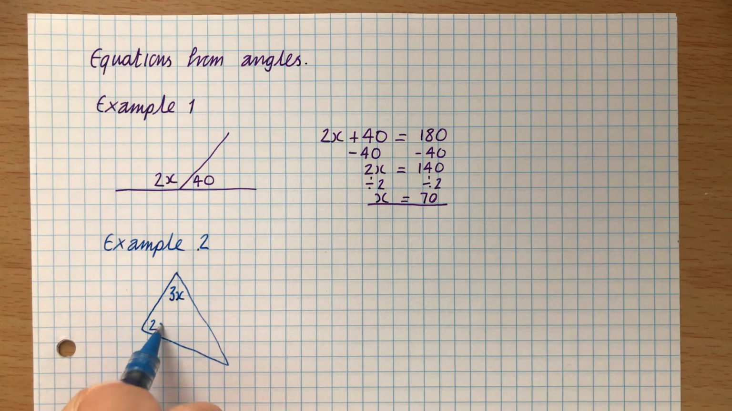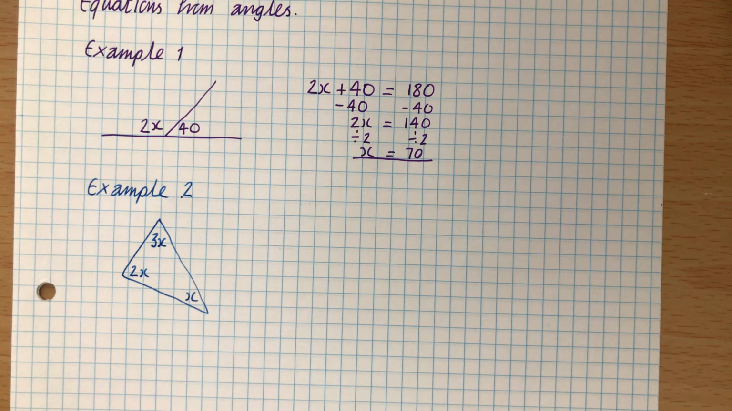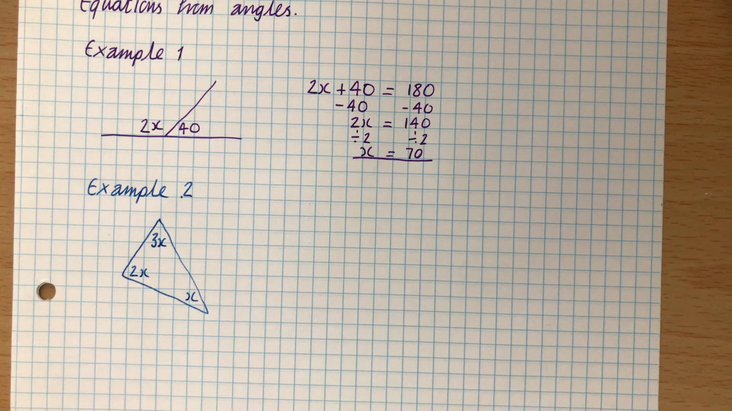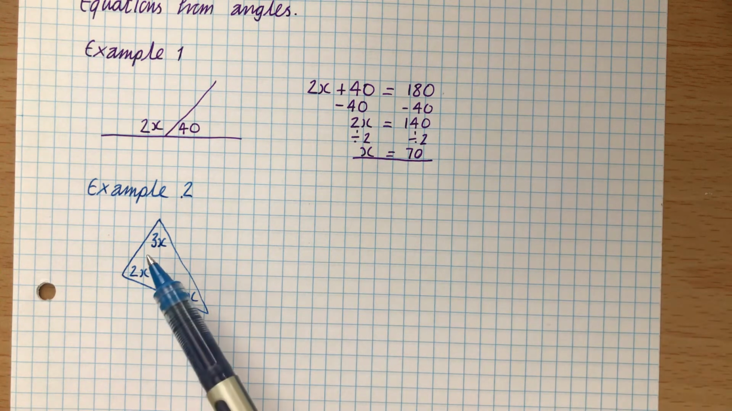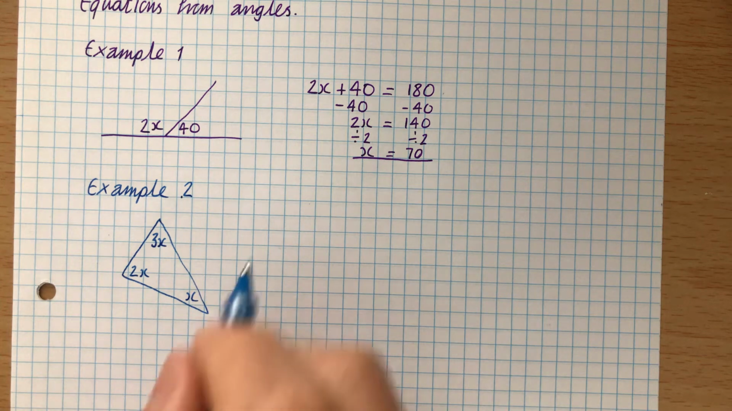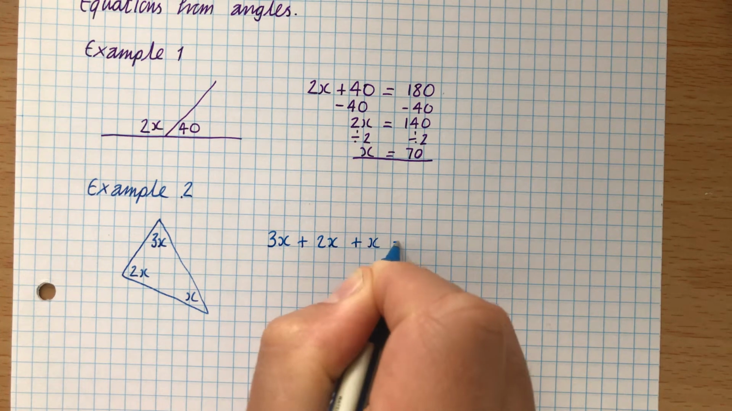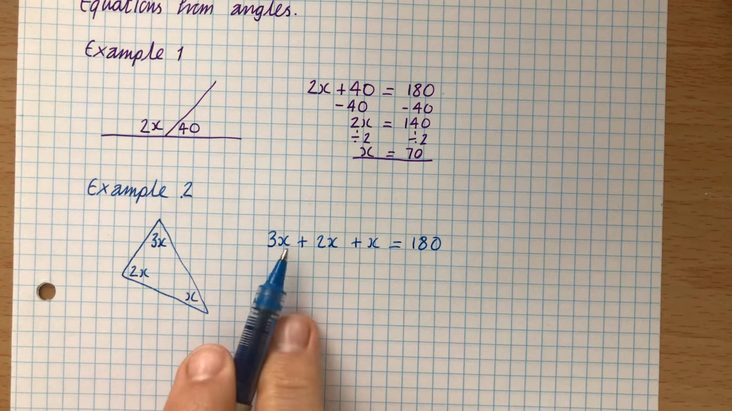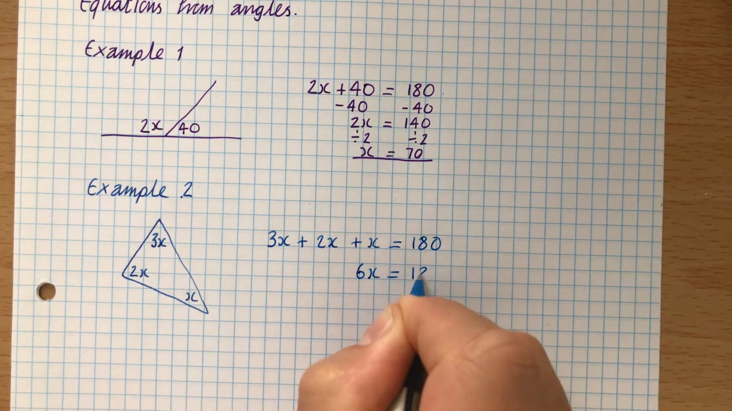3x, 2x, and x. So what is the angle fact this time? Angles in a triangle add up to 180 degrees. So we're still going to have these adding to 180 degrees. This plus this plus this makes 180 degrees. 3x plus 2x plus x makes 180 degrees. 3 plus 2 plus 1 is 6x, makes 180 degrees.